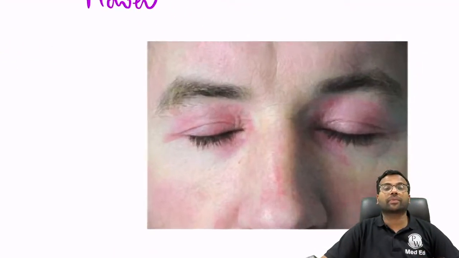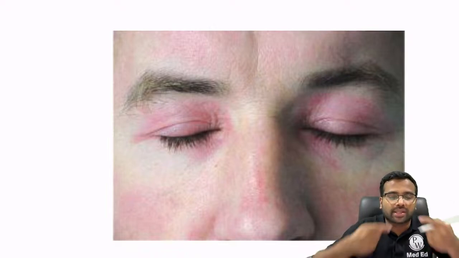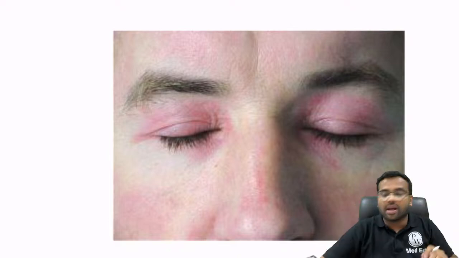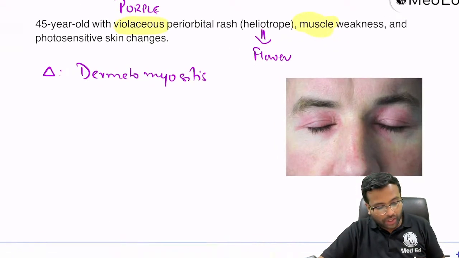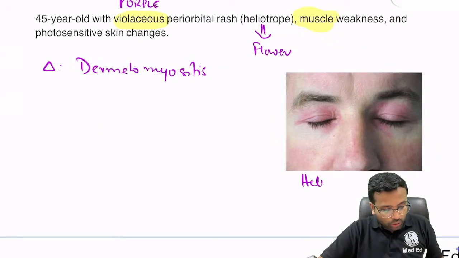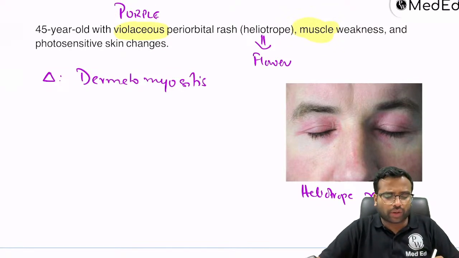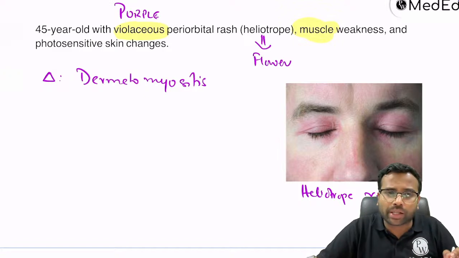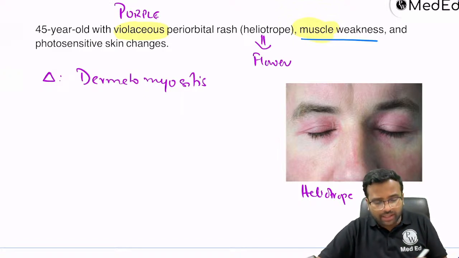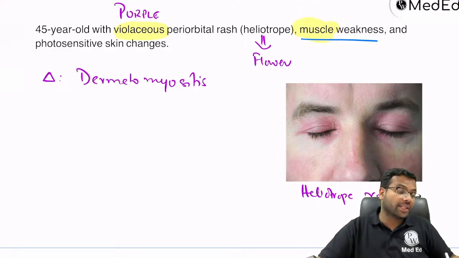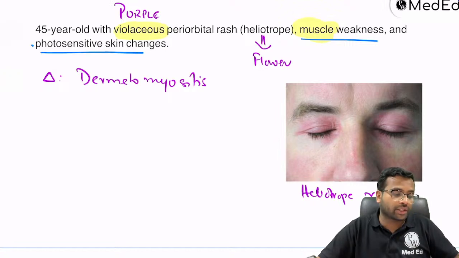Now see this facial erythema. This is how a patient can present to you with dermatomyositis. Once they close their eyes, you can see there is an entire erythema, and this is compared to a heliotrope rash. There are a lot of other features you can see in dermatomyositis, because the patient can say there is muscle weakness. You can see a lot of photosensitive skin changes.